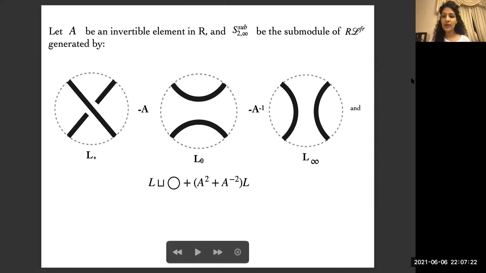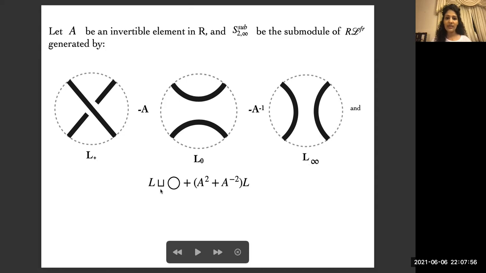Well, you consider formal linear combinations of ambient isotopy classes of unoriented framed links in the oriented three-manifold that you're working with. The ring over here is R, which is a commutative ring with unity with an invertible element A. And what you do is mod out by the submodule which is generated by the following two relations. The first one is the Kauffman bracket skein relation, which is L minus A L_0 minus A inverse L_infinity. And the second one is the trivial component relation.